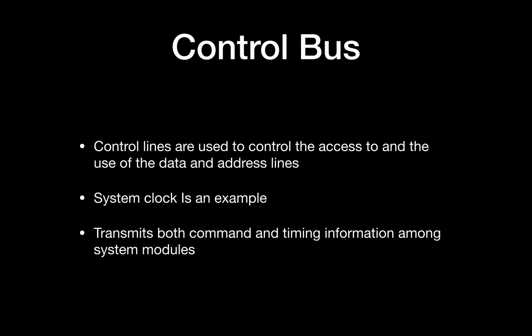Control bus. The control lines are used to control the access to and the use of the data and address lines. These lines collectively are called the control bus. Because the data and address lines are shared by all components, there must be a means of controlling their use. One of the control bus lines is the system clock. Control signals transmit both command and timing information among system modules. Timing signals indicate the validity of data and address information. Command signals specify operations to be performed.